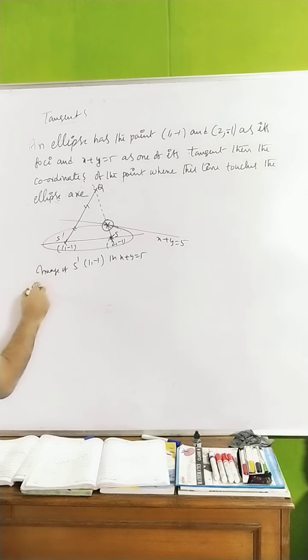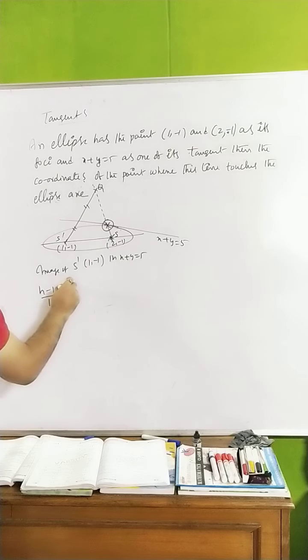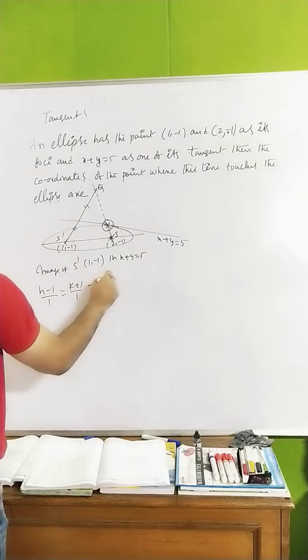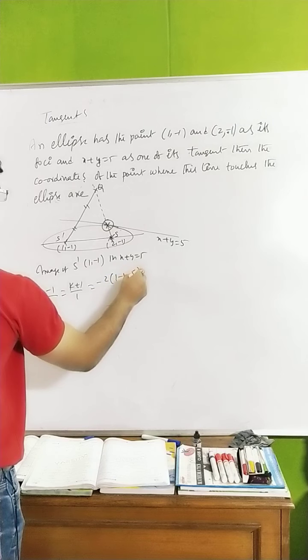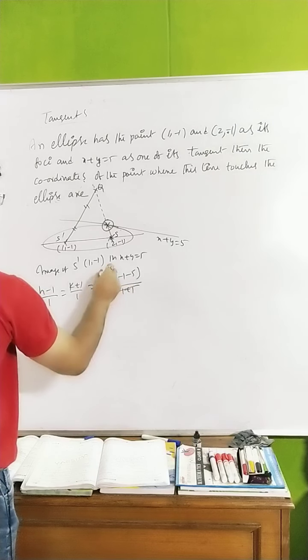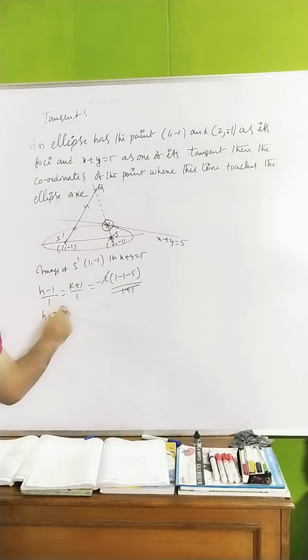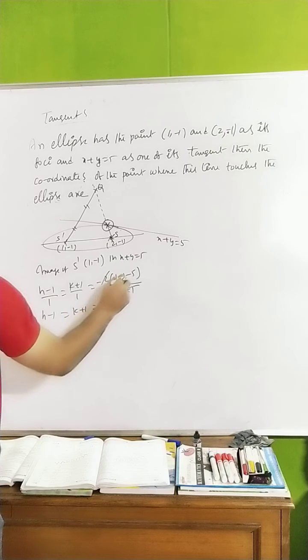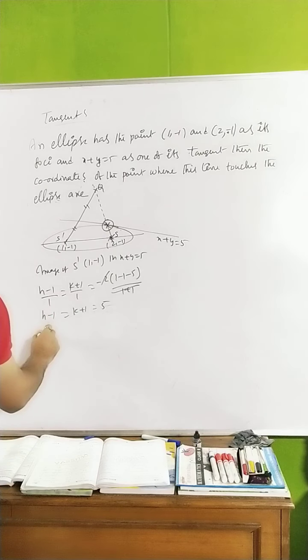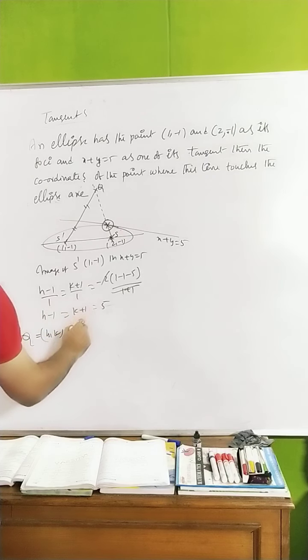So what is that image? (h minus 1) by 1, (k plus 1) by 1, equals minus 2 into (1 minus 1 minus 5) divided by (1 plus 1), this is gone. So h minus 1, k plus 1 is equal to 5. So h comma k we got, that is Q. Q point we got as 6 comma 4.